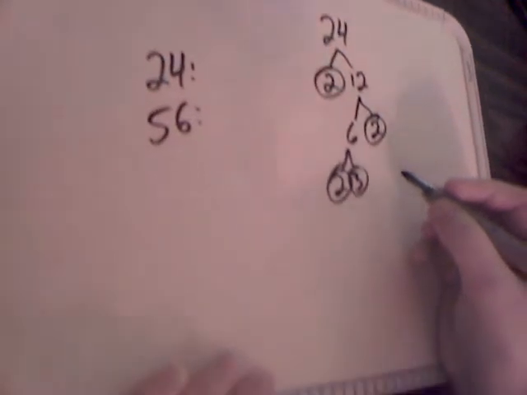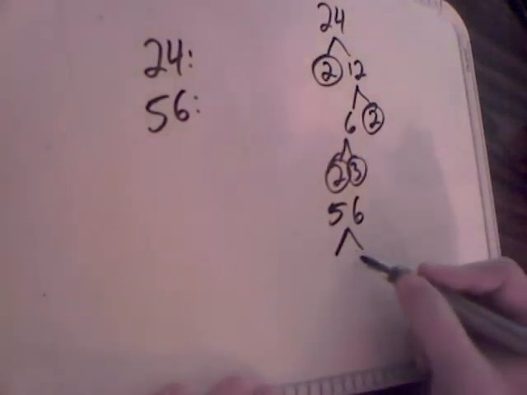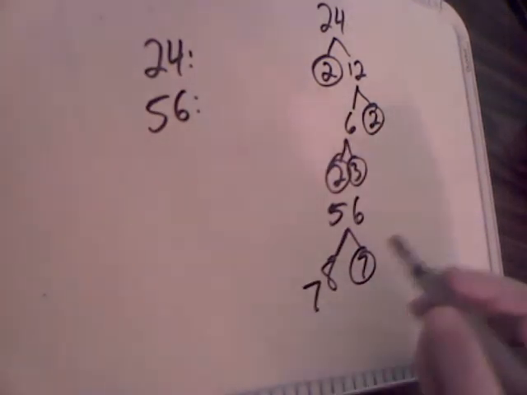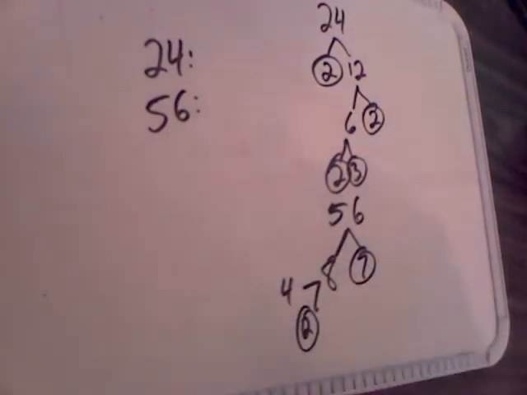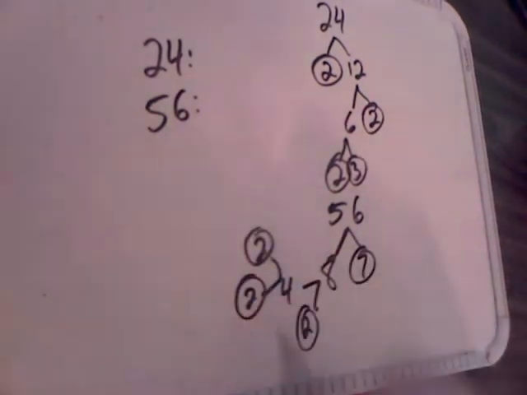Now we have to break down 56. 56 broken down is 7 times 8. We can't break down 7, but we can break down the 8. And you'll see I'm running out of paper, so my tree is going to go a little bit off to the side. What multiplies into 8 is 4 times 2. 4 breaks down into 2 and 2.